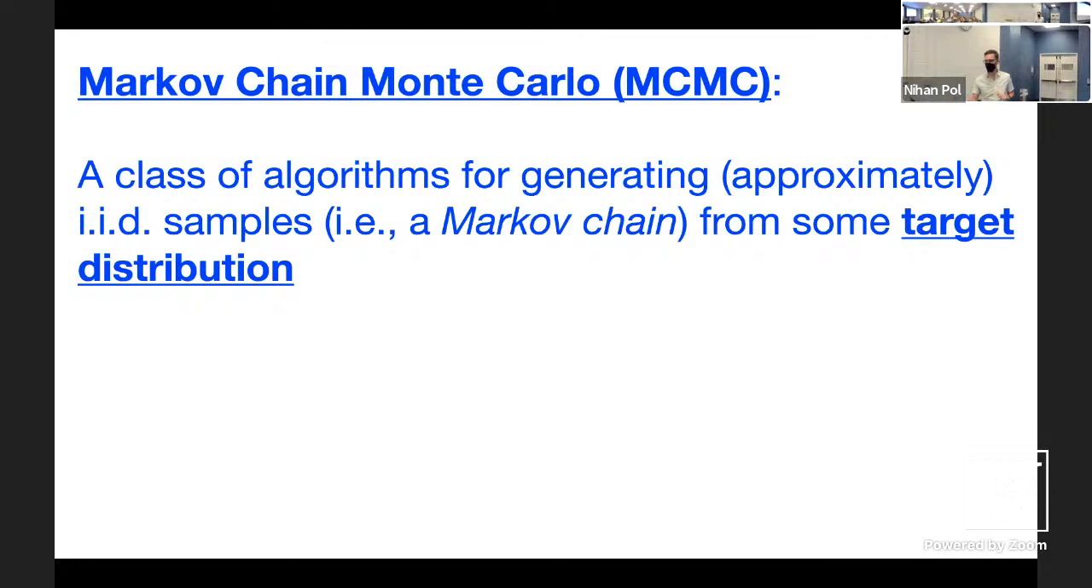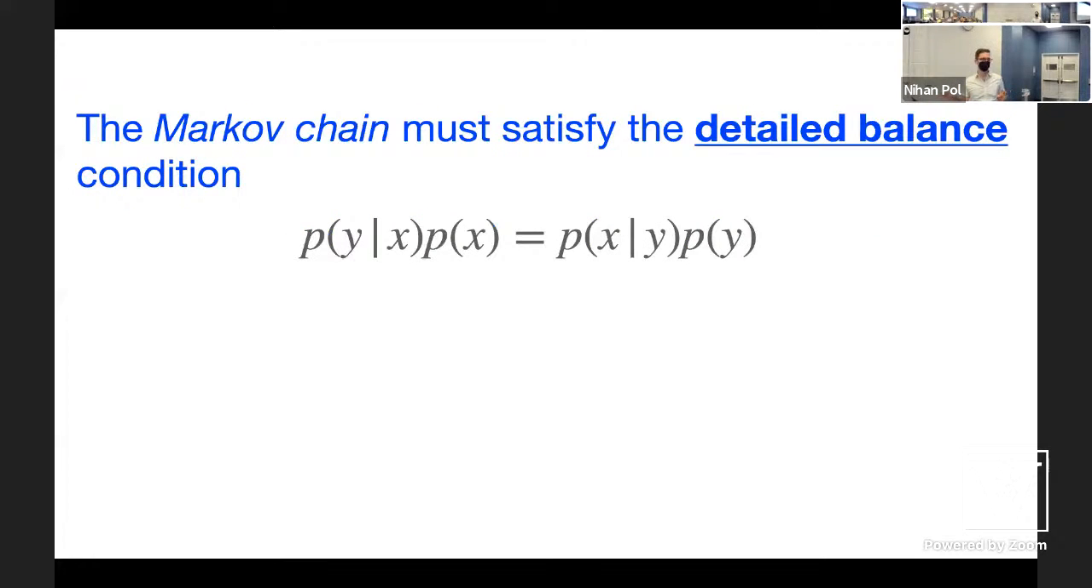Okay, so we're going to use this class of algorithms to generate a Markov chain from our target distribution. We don't care what the target distribution is right now, just any old probability distribution function. So the statistical magic that ensures that this algorithm gives you a Markov chain is this detailed balance condition.